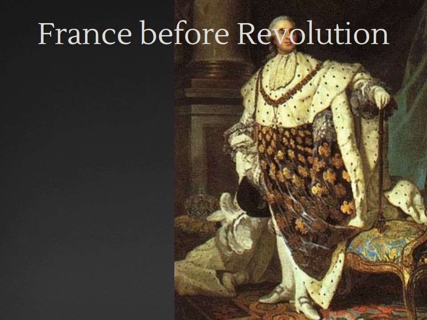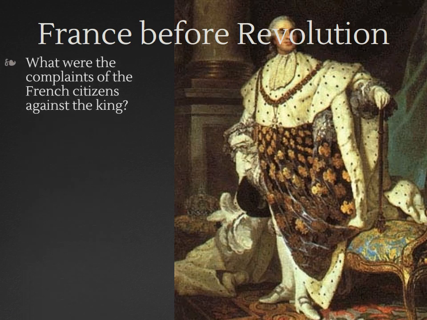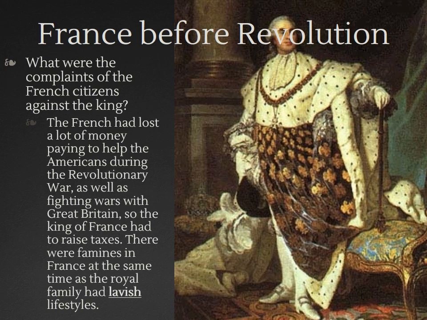So France before the revolution, they had some complaints. The question was, what were the complaints of the French citizens against the king? The key complaints were that France had fought the 7 Years' War and the Revolutionary War, both more or less against Britain, and these were expensive wars. And so the King of France raised taxes, and he put most of that tax burden on the lower class. Additionally, there are famines in France. And while the peasants are starving, the king and royalty, and queen especially, are having parties. They're living lavish lifestyles. They're spending lots of money. They're building vacation homes on their property in Versailles, going hunting, etc.